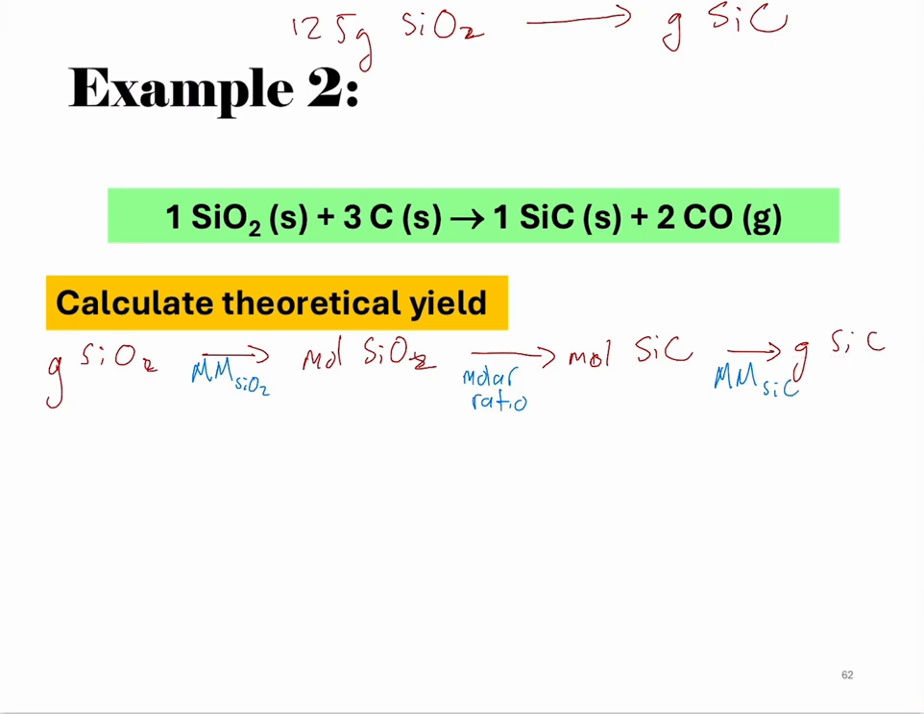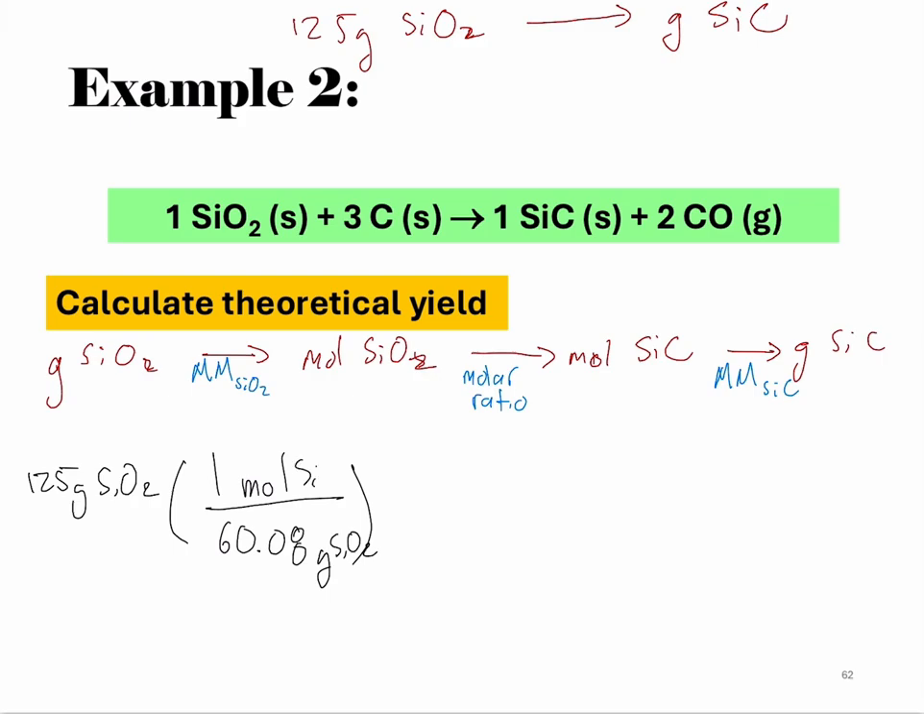So we're starting from 125 grams SiO2. We're going to use the molar mass. And so what is the molar mass of silicon dioxide? No one calculating. I guess I'll calculate it. Of SiO2. 60.08 grams of SiO2 per 1 mole SiO2.